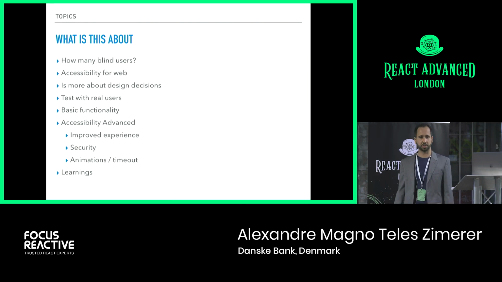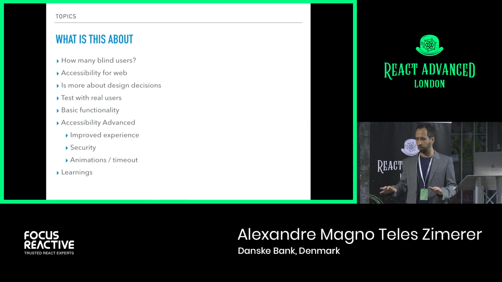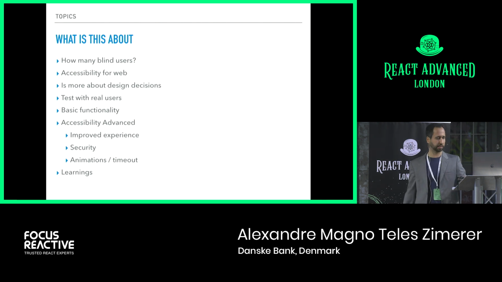So the basic functionality: what you need to do, your homework, to start making your app accessible, and a little bit of advanced things that you can do to go a step further and improve the experience. There are security issues as well, and how to deal with animations and timeouts. All of these learnings you can use to avoid the same mistakes and make it easier to implement in your apps.